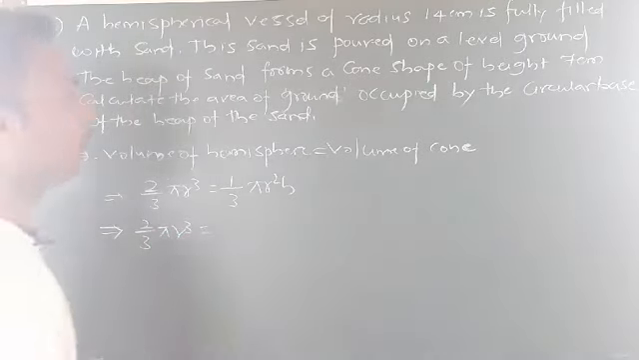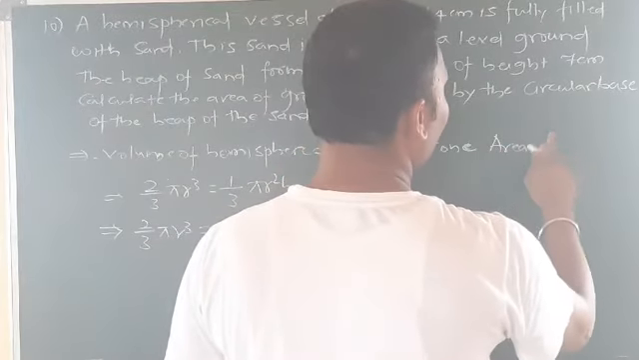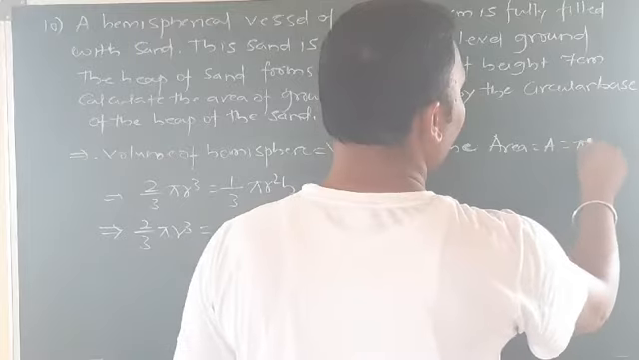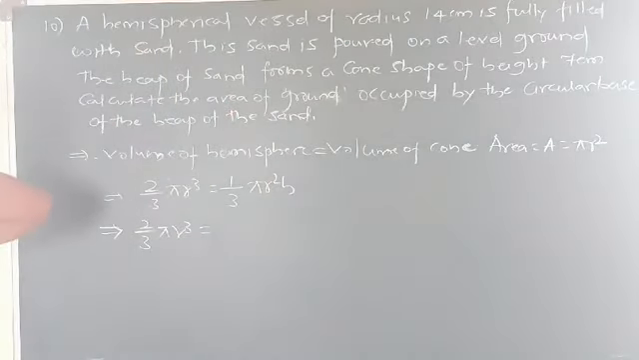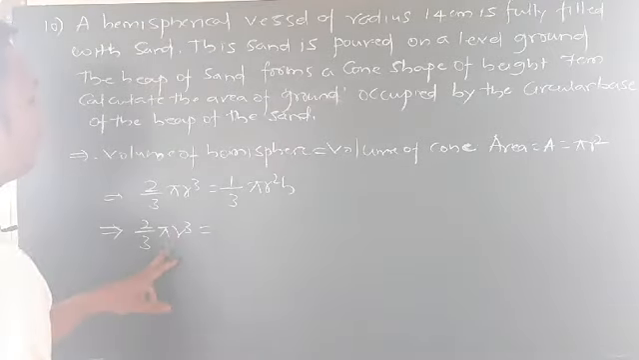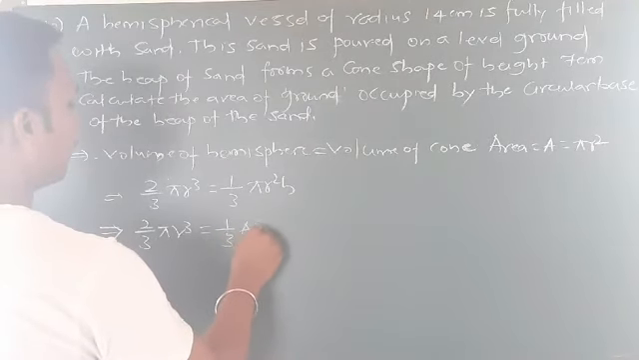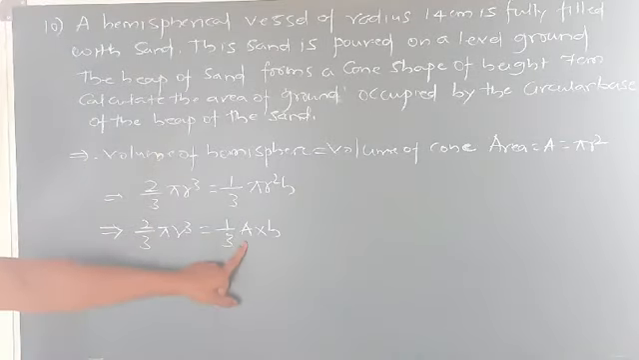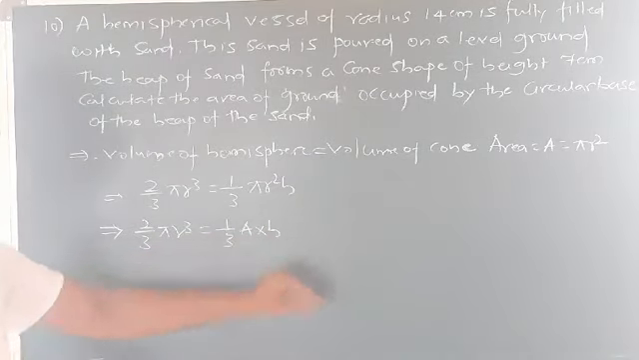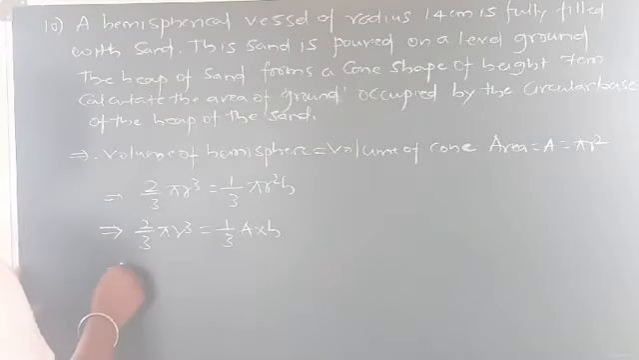Now we know that area A is equal to pi r square. Next, once we have 2 by 3 pi r cube equal to 1 by 3 into A into h, since pi r square is nothing but the area A, we need to calculate this only. So A into h.